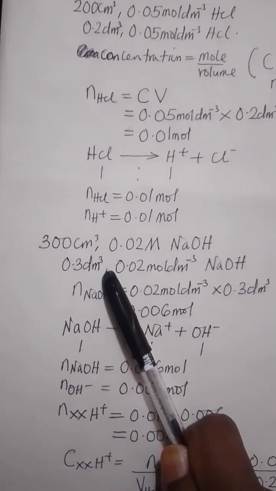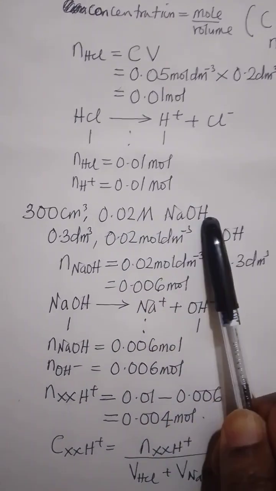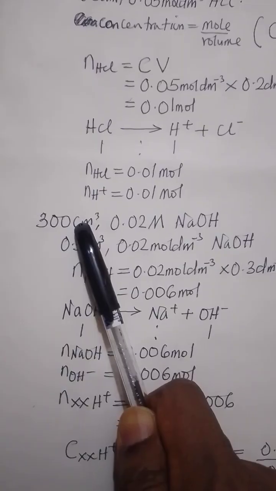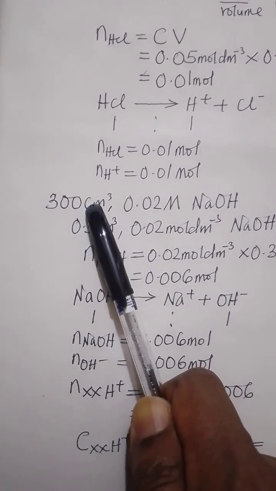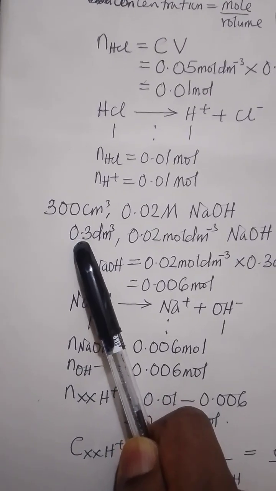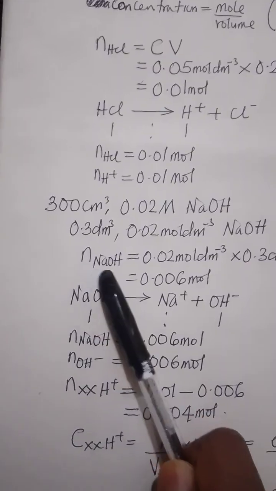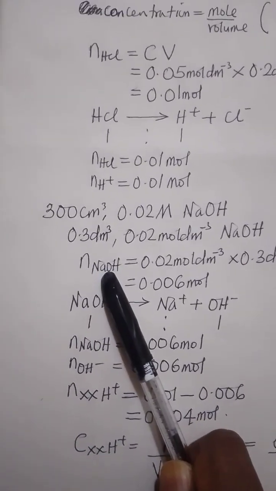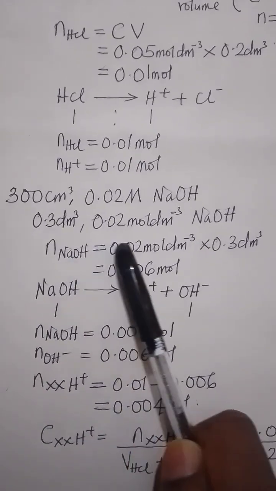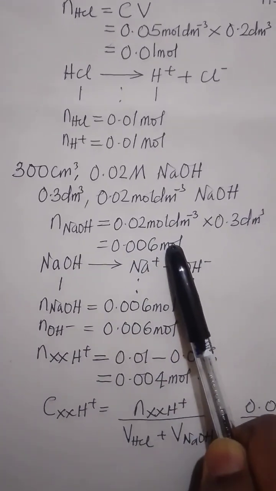We take up the base, 300 cm cube of 0.2 molar NaOH. Don't forget, we convert the cm cube to dm cube by dividing the 300 by 1000. That will give us 0.3. The molar there is mole per dm cube. Number of mole of the base, which is sodium hydroxide, is concentration times volume. That will give us 0.006 mole.